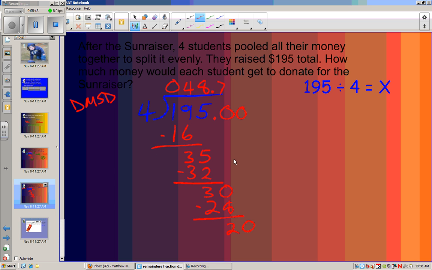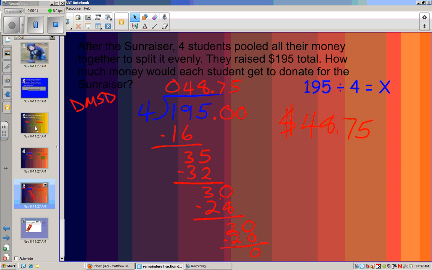And 4 goes into 20 5 times. 5 times 4 is 20. I subtract, I get 0. So now that I'm at 0, I've done my decimal. So I've gone until my remainder is a decimal. So that leaves me 48.75. Or in this case, that means each person or each student gets $48.75. And so you can see it makes sense to go with a decimal in this case because it's money. And so it gives us that remainder.